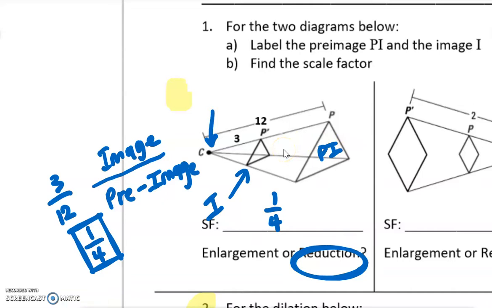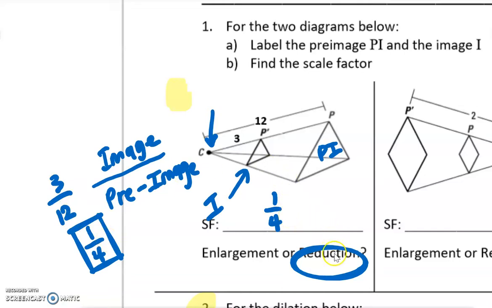To find the scale factor, if you have a figure like this, you're always going to take the image distance from the center of dilation, which, if you're on a coordinate plane, is 0, 0. But we're not here, so point C is our center of dilation. We can see that the image distance is 3, and then the pre-image distance is 12. So 3 divided by 12 is my scale factor. I'm just going to reduce that by dividing both by 3, and I get 1/4. We're just going to keep it a fraction. We don't need to convert that to a decimal, right? So 1/4 is the scale factor.